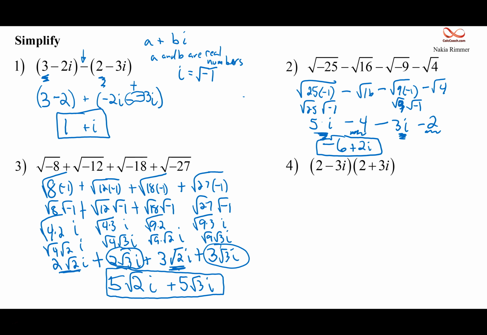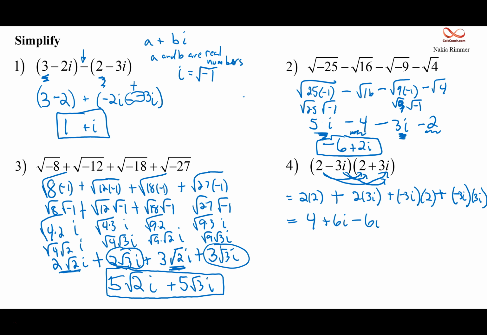So we've subtracted, we've added. Now we want to look at multiplying. And we use the acronym FOIL, where we take the first 2 times 2. Then we take the outer 2 times 3i. Then we take the inner negative 3i times 2. And then we take the last negative 3i times 3i. Okay. So we get a 4 and a 6i and a negative 6i.